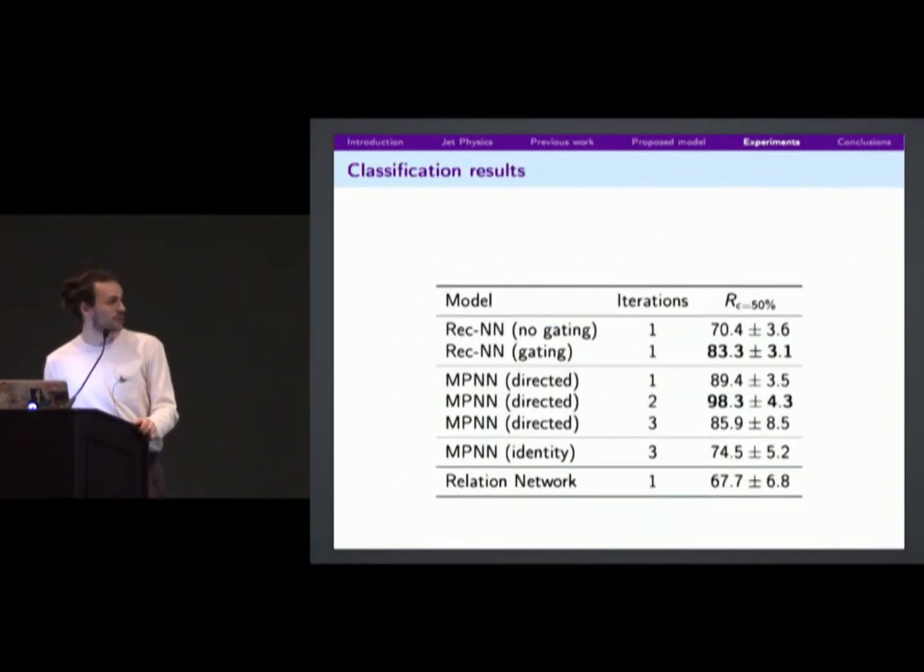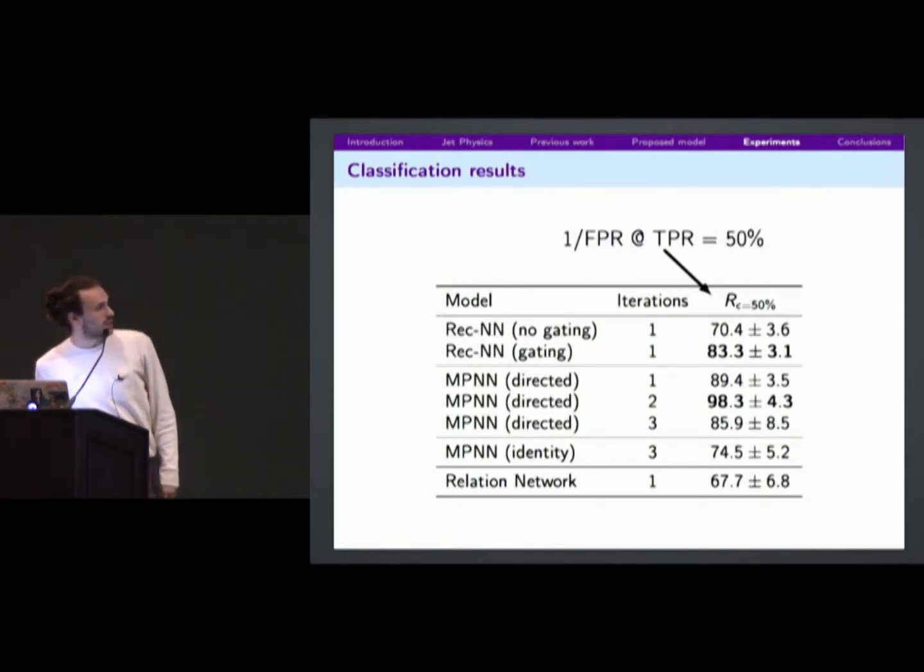So just taking you over some of the results. Again, just to remind you of this metric, which is the background rejection rate. So it's not out of 100. We want this to be as high as possible. It could go up to infinity. And the previous baseline, the strongest result was this recursive neural net, a gated version of it, which could reject about 83 particles. And we're up to almost 100 now.